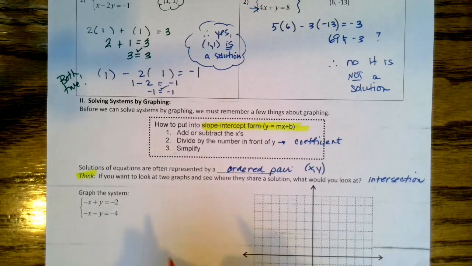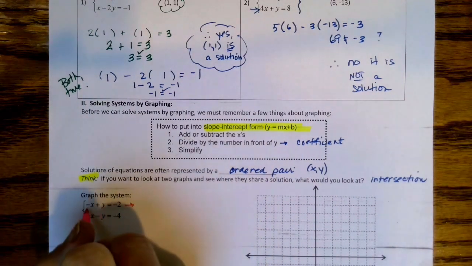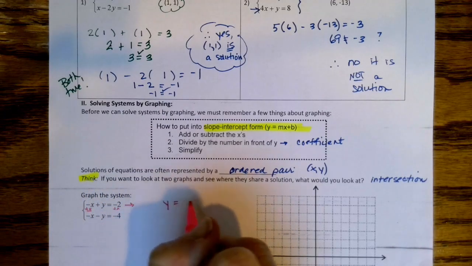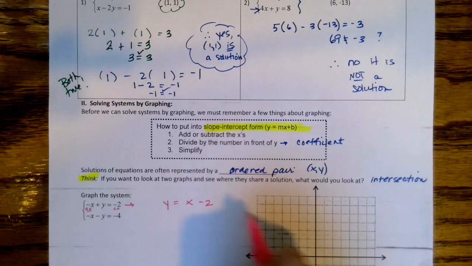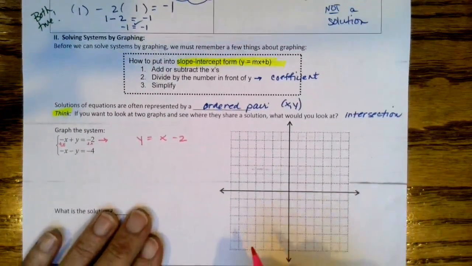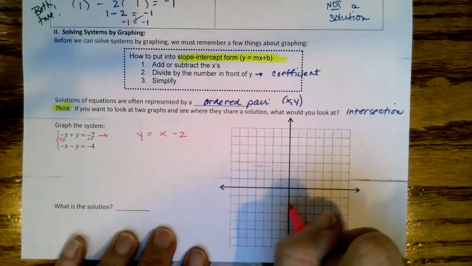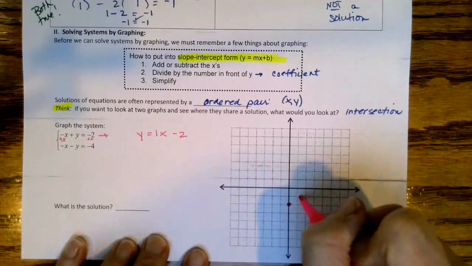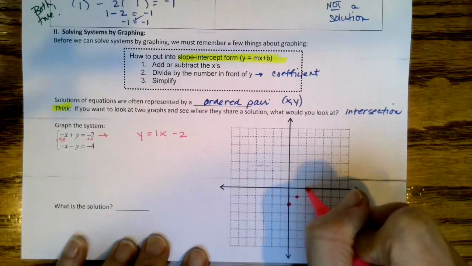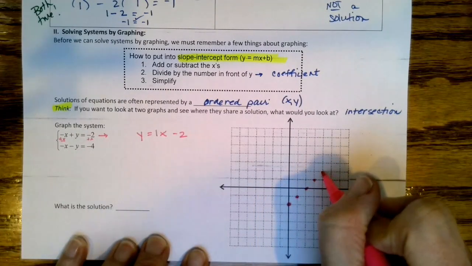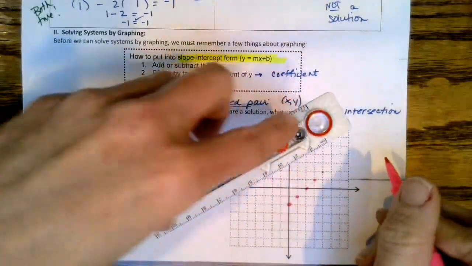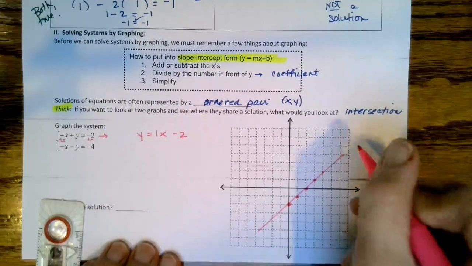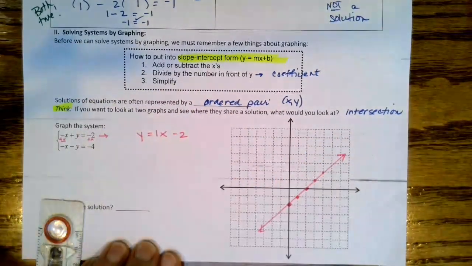Alright, let's take a look at these two equations here. For equation number 1, I'm going to add x to each side, and that's going to give me y is equal to x minus 2. I'm going to come down here to negative 2 as my y-intercept. I have a slope of 1 that's understood. Rise, run, rise, run, rise, run. So I can go ahead and connect those dots and have this be my graph of my first equation.